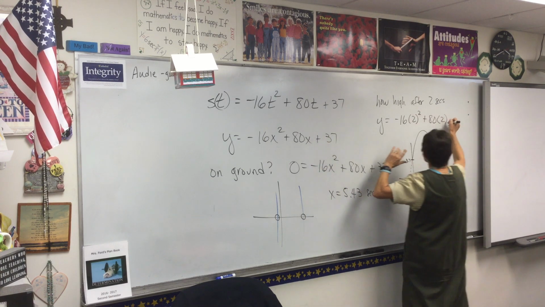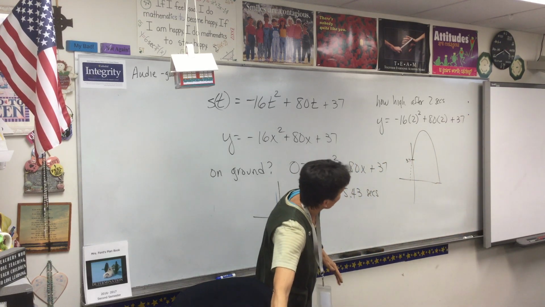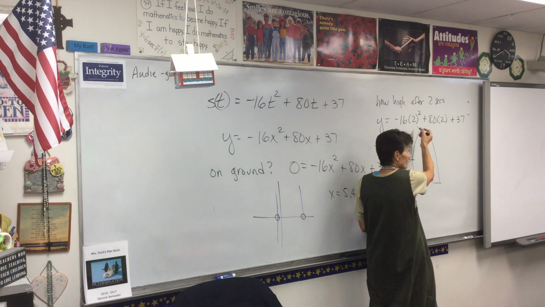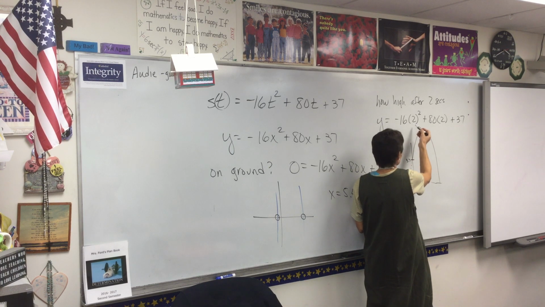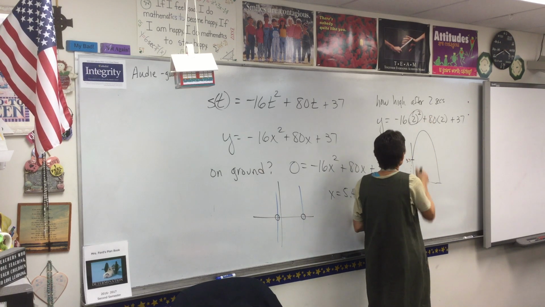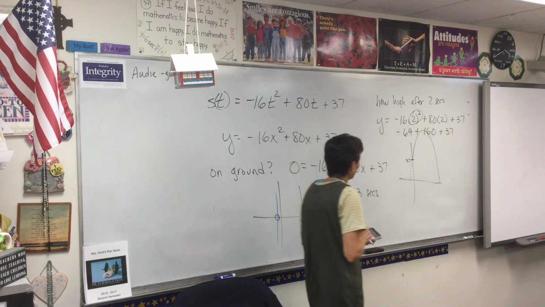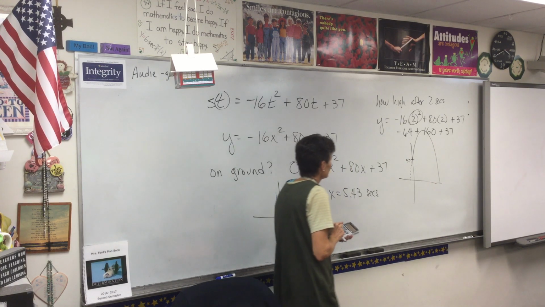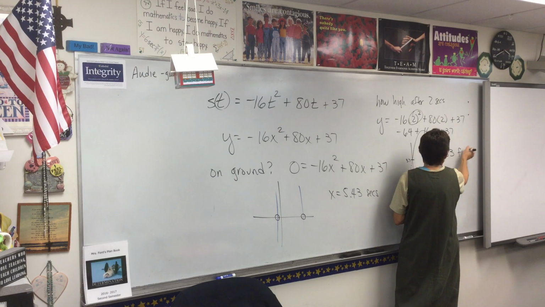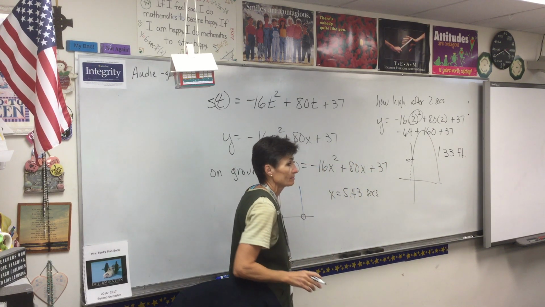Now, during Flex the other day, we had some people messing this up when they're putting it in the calculator. Make sure that you're doing your order of operations correctly. This is going to be negative 16 times 4. Don't do negative 32 squared. That's wrong. You got to square this first and multiply by 16. So that's negative 64 and 160 and 37. So what does that make? 133 feet tall after 2 seconds.